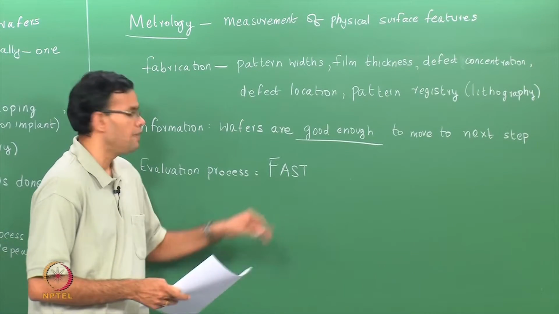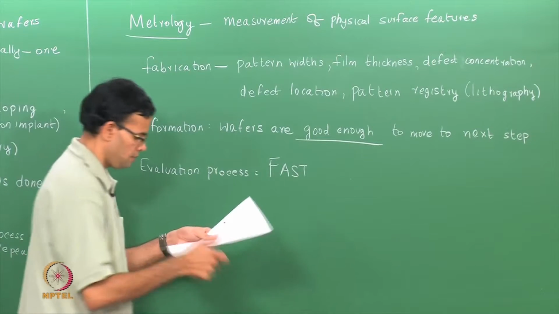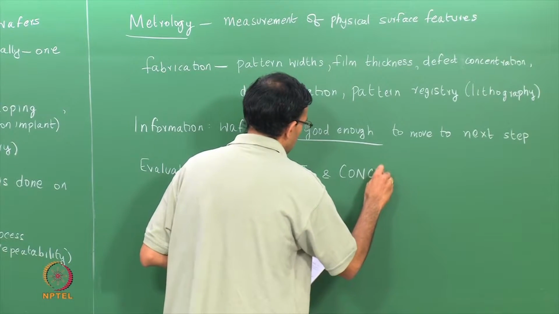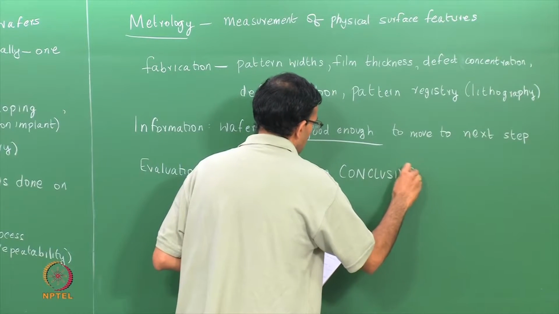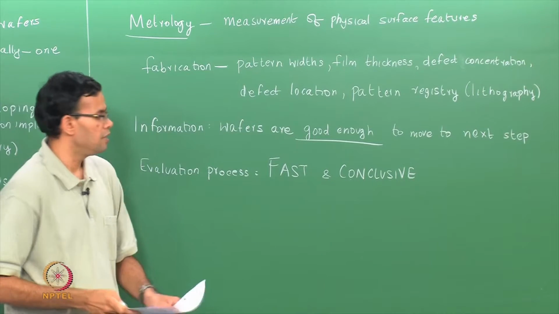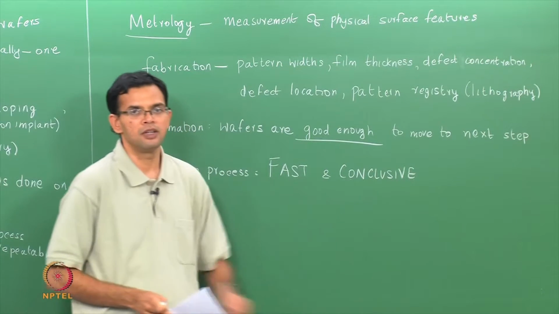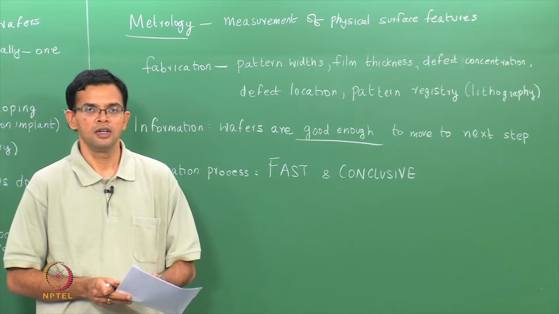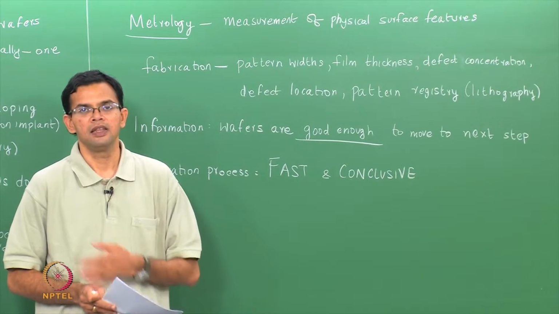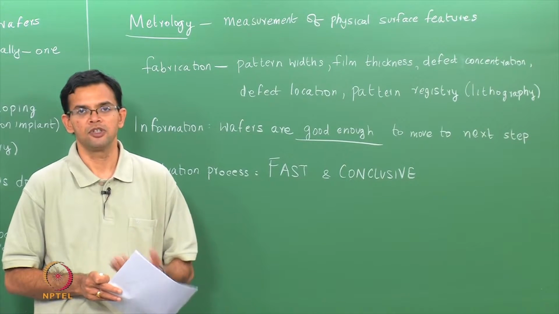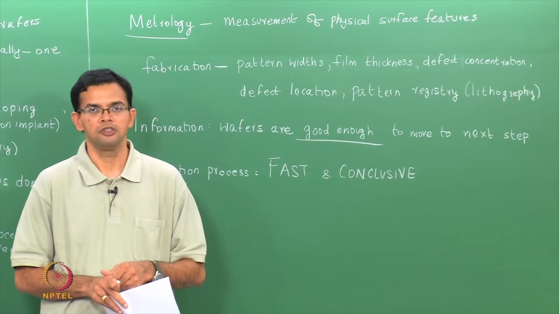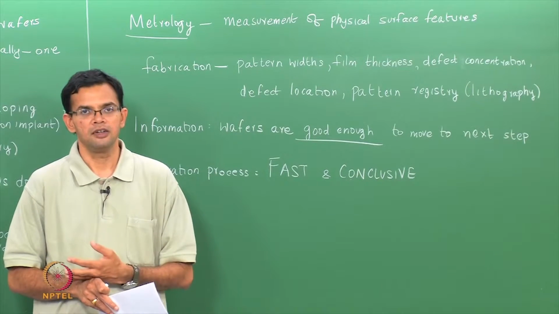So, we want an evaluation process that is fast, and we also want an evaluation product that is conclusive. So, it should be able to tell you that okay, your wafers are good and they are good to move on to the next step, or they are bad and then they need to go and get some sort of defect treatment before they move to the next step, or they should be scrapped or deleted from the line.